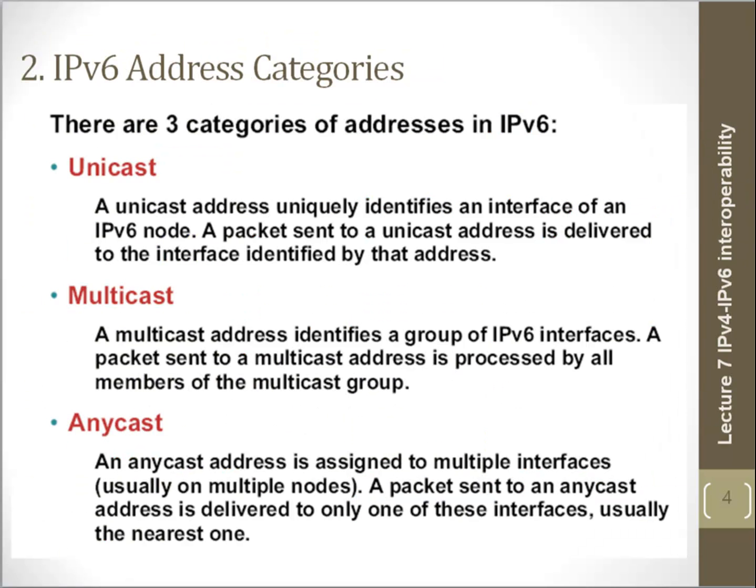Now, if you take IPv6 categories, there are three different categories available: unicast, multicast and anycast. Here there is no broadcasting concept. The broadcasting concept has been completely removed from IPv6. So unicast means one-to-one, a single source and a single destination. That means only one interface will be identified as the destination, and the packet will be delivered only to that particular destination.